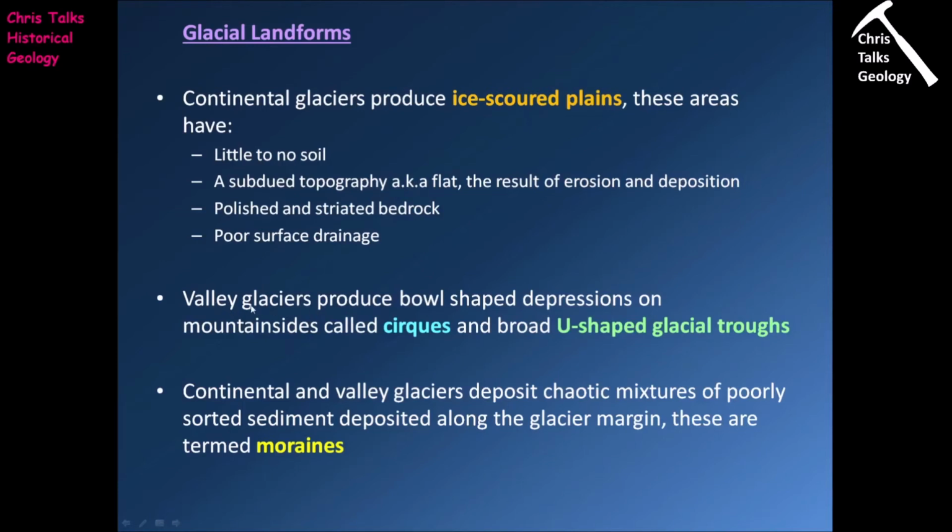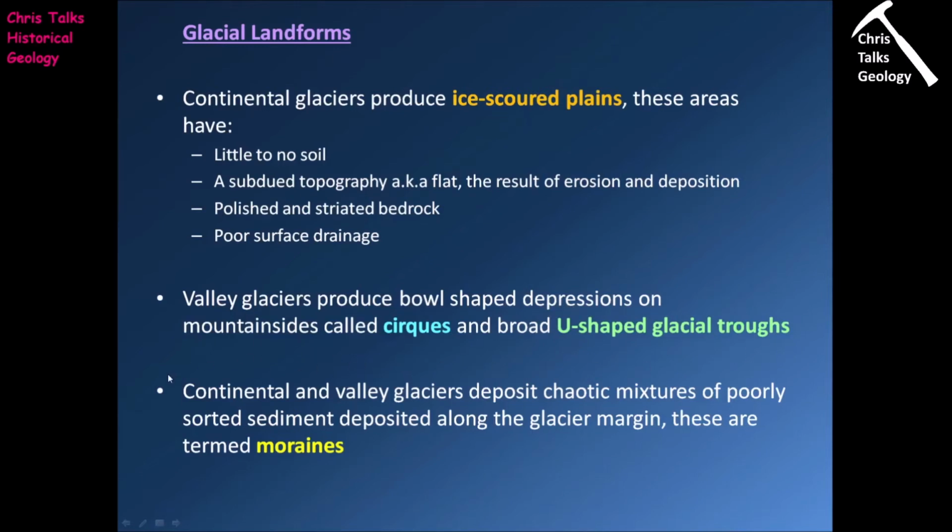Now, in terms of valley glaciers, we can see that valley glaciers produce a couple of distinct features. The first one is a bowl-shaped depression on a mountainside, which are referred to as cirques. And the other feature that we notice are broad U-shaped glacial troughs. So these essentially are the valleys through which the alpine or mountain glaciers were moving.